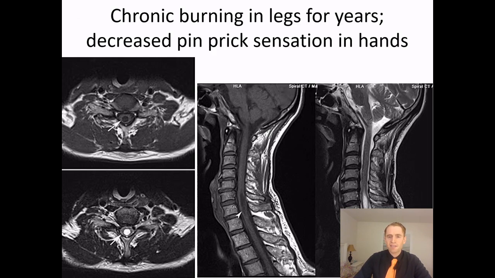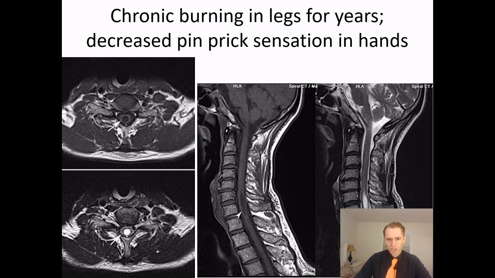This patient had very chronic burning in the legs for years and decreased pinprick sensation in the hands, and was in fact burning herself by accident because she couldn't feel her hands very well. If you look at the MRIs, you'll see there's a T1 dark and T2 bright lesion in the center of the spine. Is this a multiple sclerosis lesion?